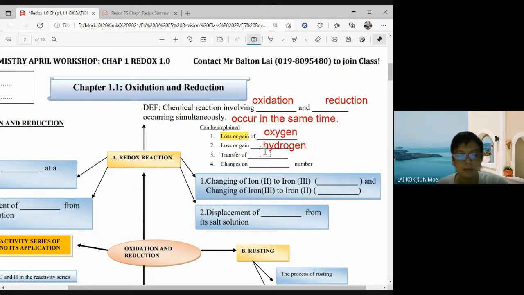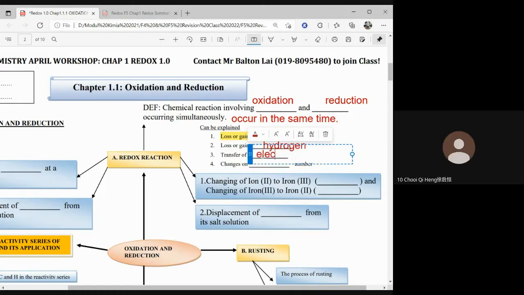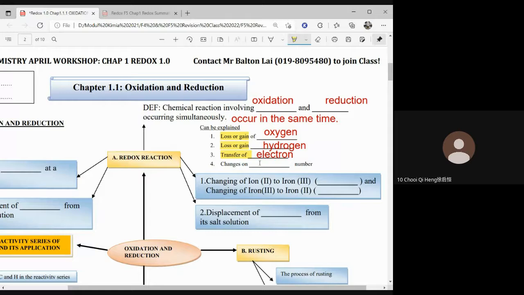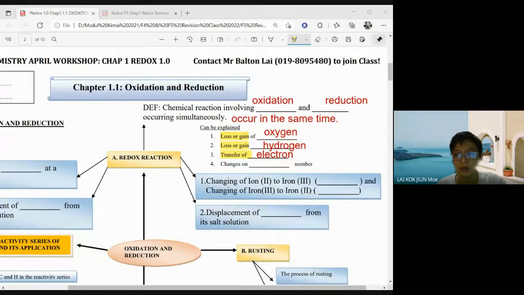If you don't have oxygen or hydrogen to refer to, you can refer to the transfer of electrons. If the electron is donated out, is it oxidation or reduction? Oxidation. Very good. Thank you, our friend. You can help each other, that is the one I like. You are all teammates, help each other. Very good. Donate electron means oxidation. How about number 4?